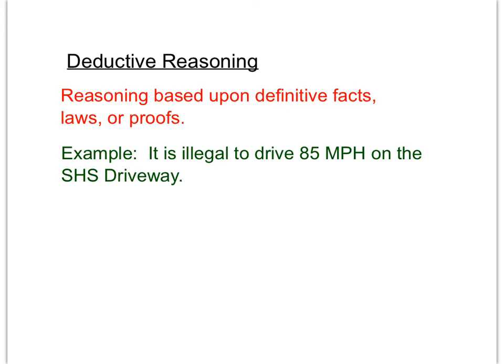or proofs. For example, it is illegal to drive 85 miles per hour in the Simsbury High School driveway because there are posted signs that say you're supposed to drive only 15 miles per hour. So it would be deductive reasoning to conclude that it is illegal to drive 85 miles per hour in the Simsbury High School driveway.